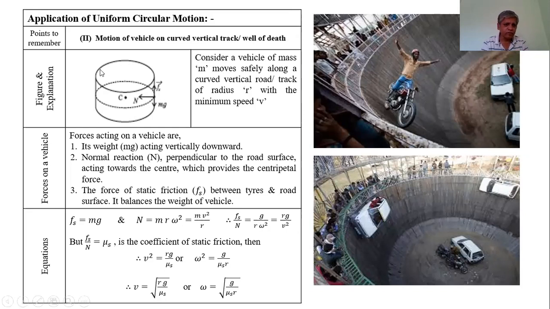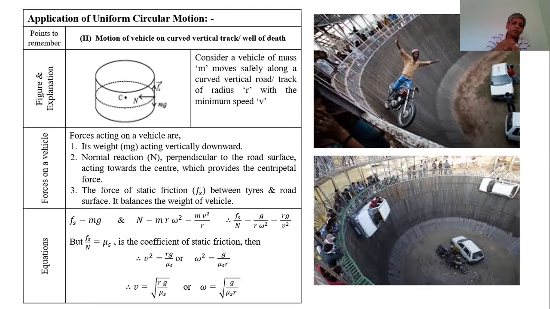Draw these diagrams like this, cylinders. Consider a vehicle of mass M moving safely along the curved vertical road or track of radius R. Here we consider the radius is R, with a minimum speed V, safely driven with a minimum speed.